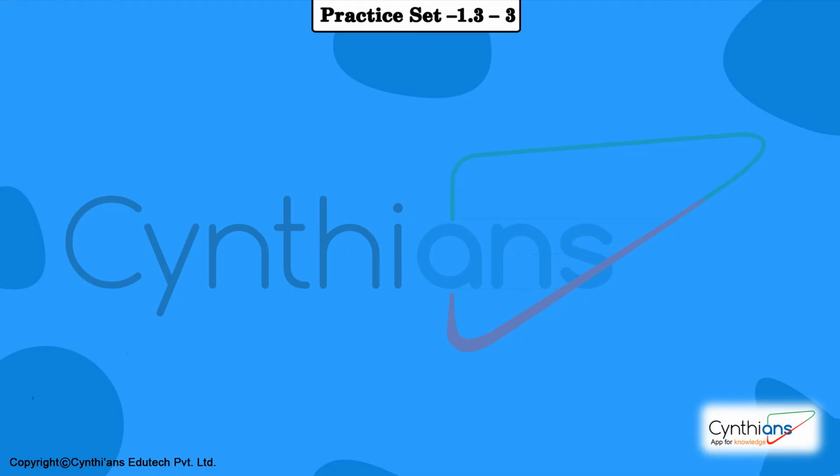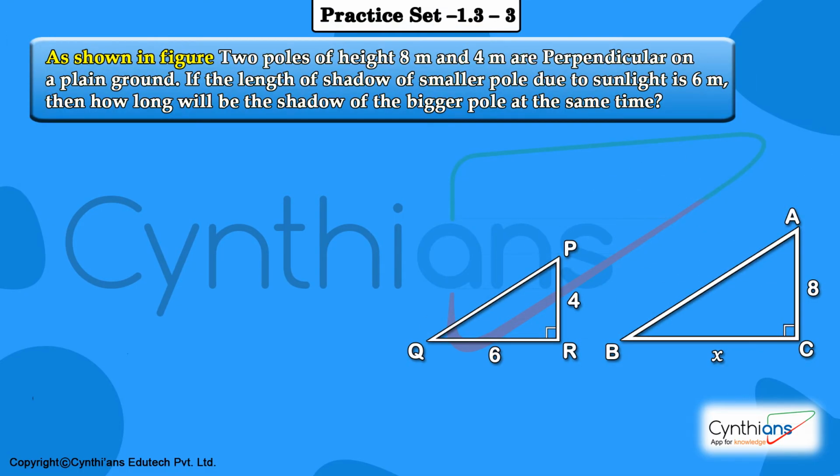Practice set 1.3, sum number 3. Two poles of height 8 meter and 4 meter are perpendicular to the ground. If the length of shadow of smaller pole due to sunlight is 6 meter, then how long will be the shadow of the bigger pole at the same time?